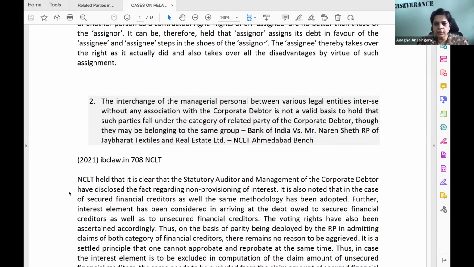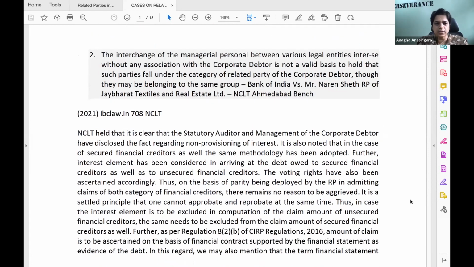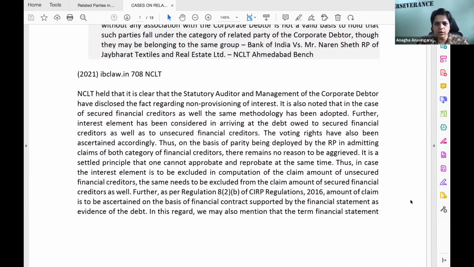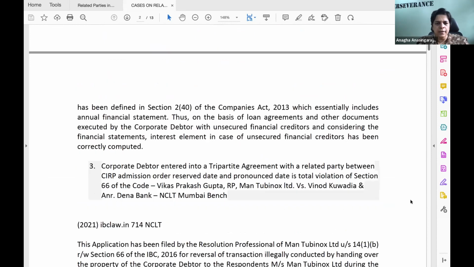Again, we saw that for this particular clause, we have to really go into the facts of the case to determine whether these two are related parties, whether the managerial personnel are being exchanged between them, whether they are being utilized and on whose instructions they are acting. Accordingly, in this case, based on the facts, it was held that they are not related parties.